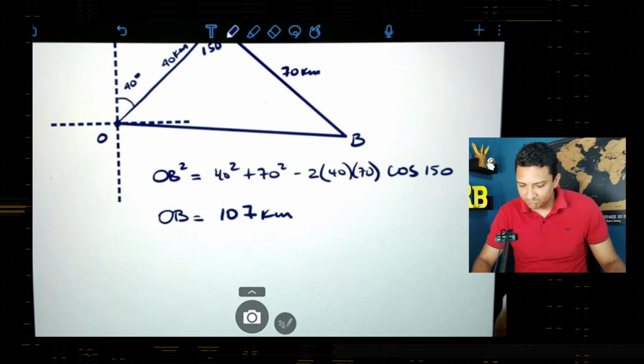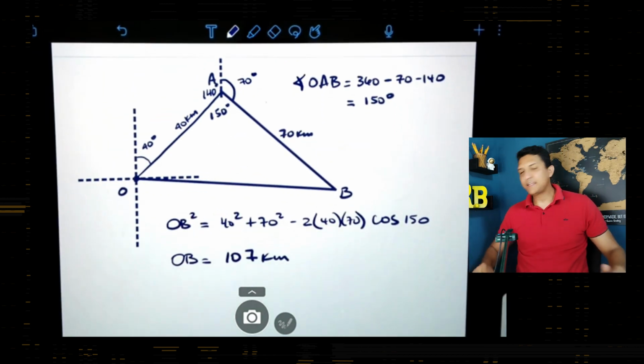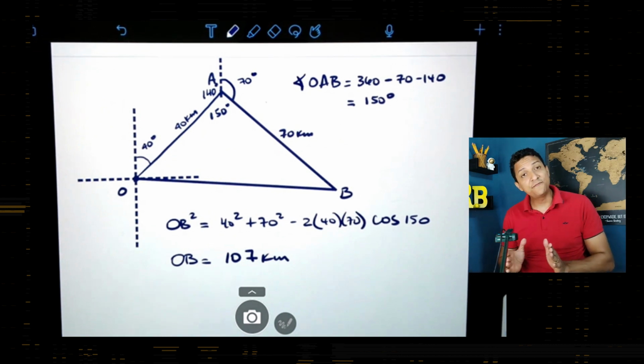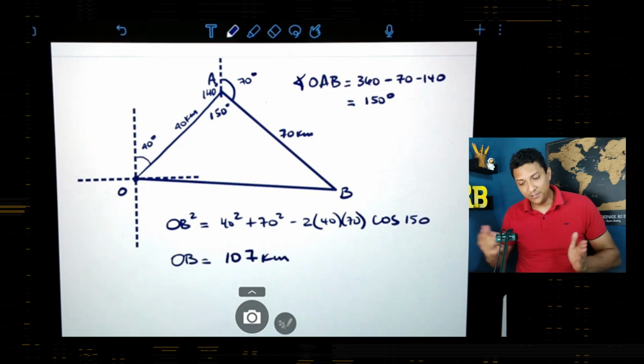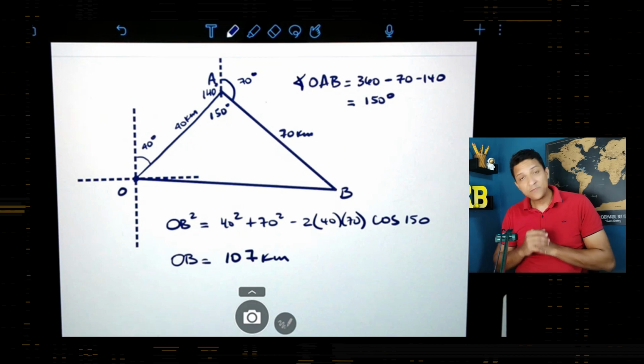So here you have the situation. As I mentioned, it is a case of the cosine rule. I identified it because I got the sandwich in the problem. We applied the concept of bearings. Okay, let's go to the next problem.